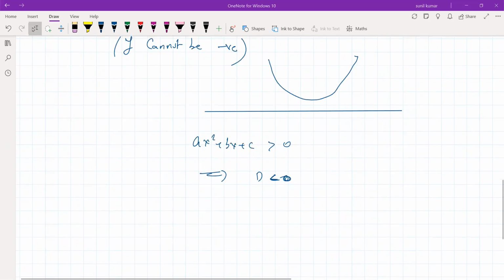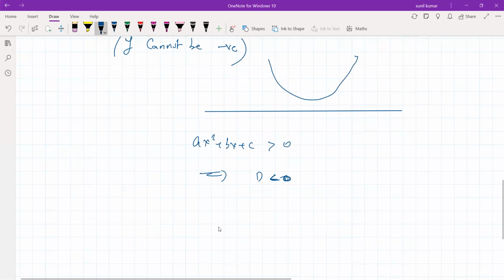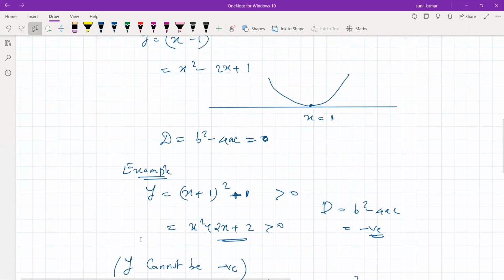Sir, but don't we write ax square plus bx plus c equals to 0 instead of greater or less? In the above the x-axis case, that y becomes positive. Ax square plus bx plus c is a notation for y. So this y should be positive. In the y equal to 0 case, it will either intersect or touch.